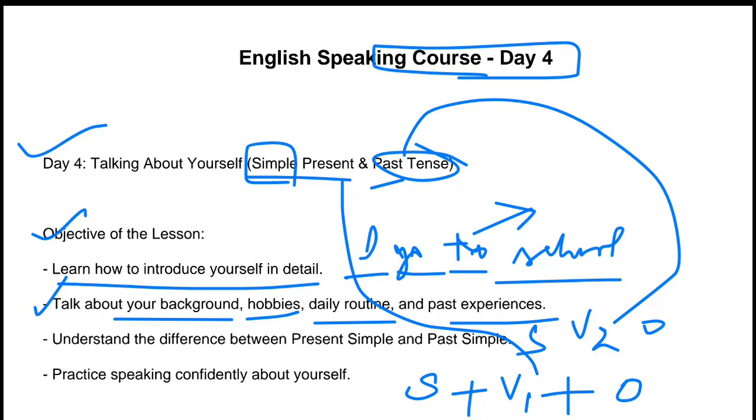Clear? To understand the difference between present simple and past simple, I have clarified here the difference as it is. Now practice speaking confidently about yourself.